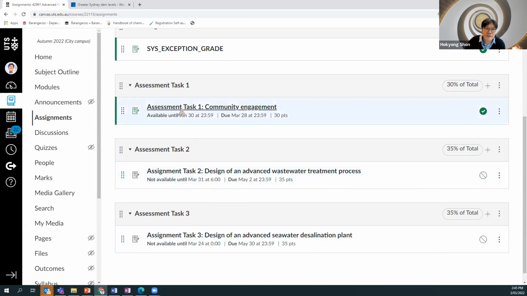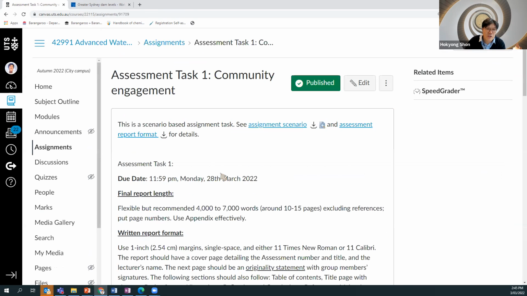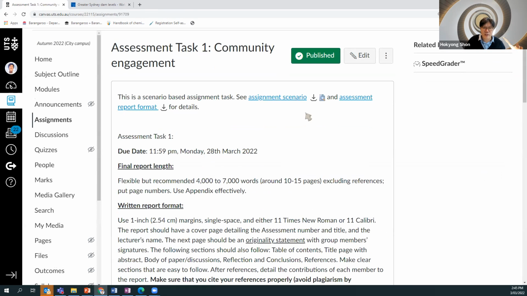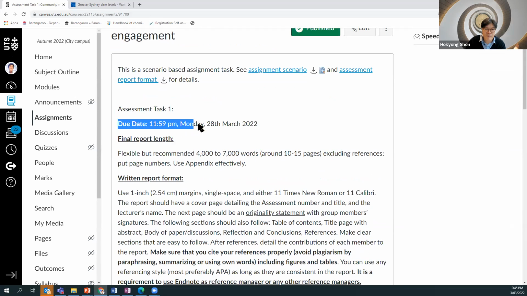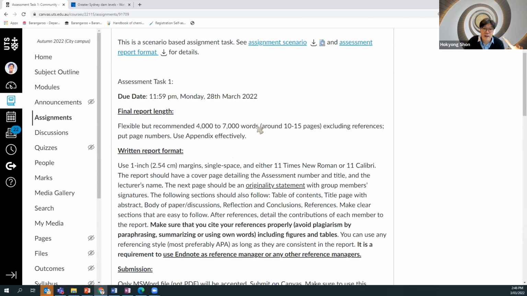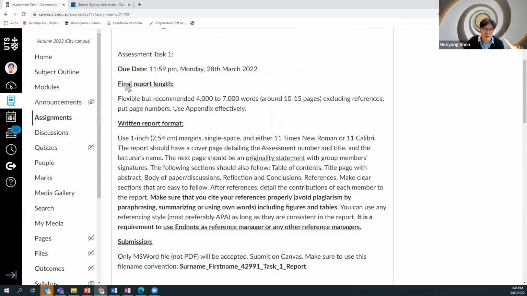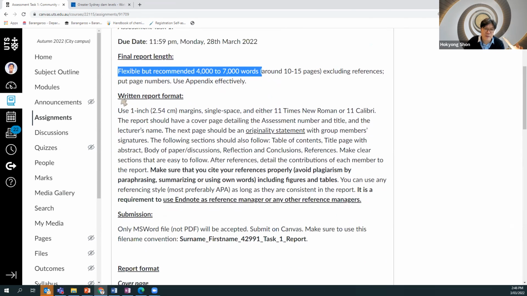If you see the assessment task 1, you will see it is very detailed. Also, we attach the assessment scenario and the assessment report again to make sure that you are not missing this important information. The due date is 28 March, so the end of this month. So you have plenty of time. The first assessment is relatively easy. And then this is the report format. You need to write around 4,000 to 7,000 words, 10 to 15 pages, written report.